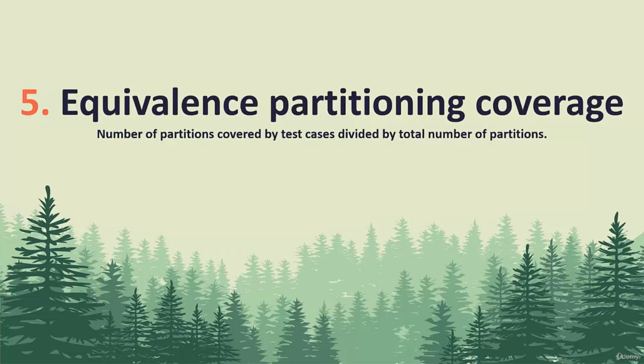Equivalence partitioning coverage. What is equivalence partitioning coverage and how do we measure it? Equivalence partitioning coverage is the number of partitions covered by test cases divided by the total number of partitions. So for example, if we have 5 partitions in our system and we covered 4 of them using test cases, in this case, equivalence partitioning coverage is 4 out of 5 or 80%.